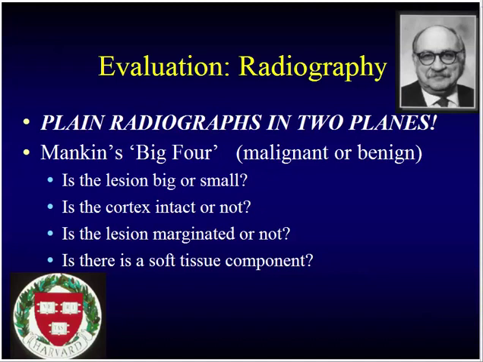Henry Mankin cannot be outdone by his good friend and sometimes nemesis Bill Enneking, who has his own four questions about radiographs. Is the lesion big or small? Is the cortex intact or not? Is the lesion marginated or not? And is there a soft tissue component to it or not? And this is not so much a discussion of what the lesion is, but whether the lesion is good or bad, malignant versus benign. So a big lesion where the cortex is not intact, is not marginated, and there's a soft tissue component, we'd say, yeah, that's probably bad. It's probably malignant.